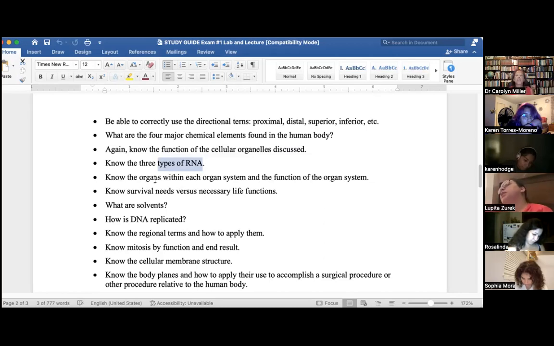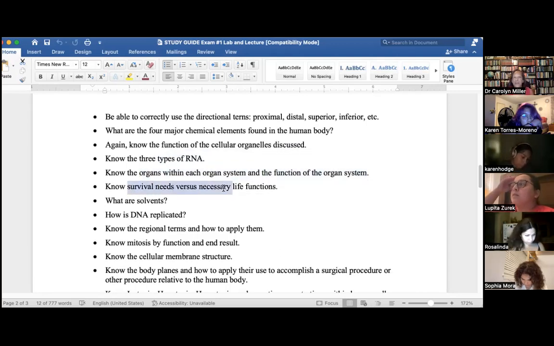Know the organs within each organ system. This is another matching. You'll match the organ systems with the function of the organ systems. And when I go through the diagram that I have in your lab to study, I'll point that out. Survival, I pointed that out in lecture. We don't have to reproduce to survive. We need proper atmospheric pressure, water, proper temperature. But reproduction and growth are not survival. They're indications of life, but not survival.